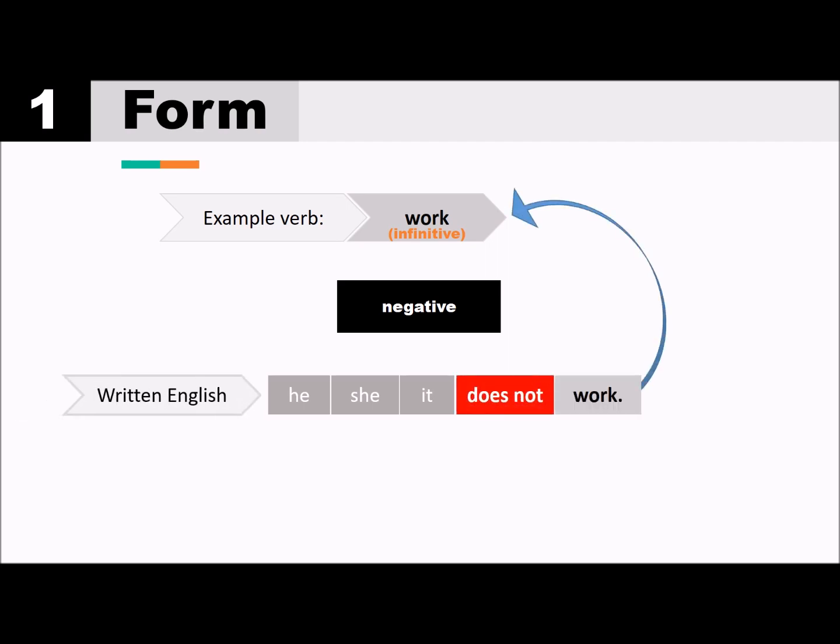With the personal pronouns he, she, and it, we use the negative form does not and the infinitive form of the verb, in this case, work. For example, he does not work. She does not work. It does not work.